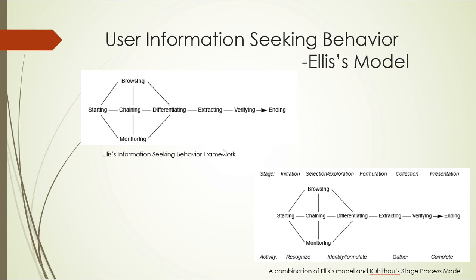Browsing, chaining, and monitoring are search procedures, whereas differentiating is a filtering process, and extracting may be seen as an action performed on the information resource. Moreover, the remaining behaviors do not necessarily take place in a specific sequence and may be initiated in different sequences at different times in the overall search process.